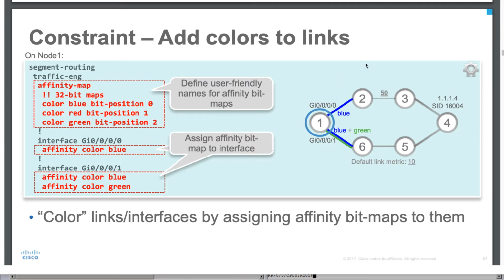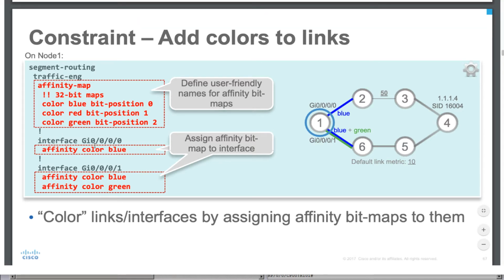Once the affinity map is defined across all the routers, that means step 1, or task 1, is done. Now in task 2, or step number 2, we will start coloring our interfaces on all the routers in this topology. To color an interface, we need to go under segment routing traffic engineering again and pick the interface. In this case, we are doing this configuration on node number 1. You can see on node number 1, we are saying segment routing traffic engineering, and we are inside traffic engineering.